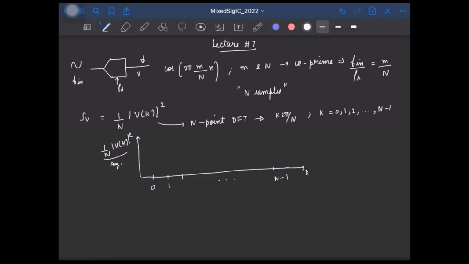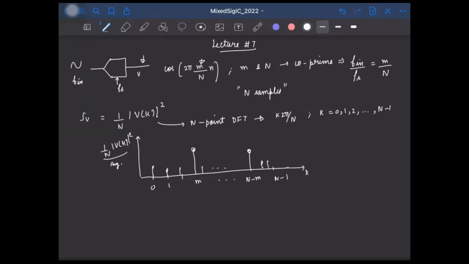The input is on the mth bin, so we'll have an impulse at the mth bin. And of course, I'll also have the negative frequency, so it will ideally be at minus m. But since I'm showing values of k from 0 to n minus 1, the negative frequency bin will be n minus m. This is similar to a frequency minus omega naught being the same as 2 pi minus omega naught. And all the other bins in between will be filled with noise.